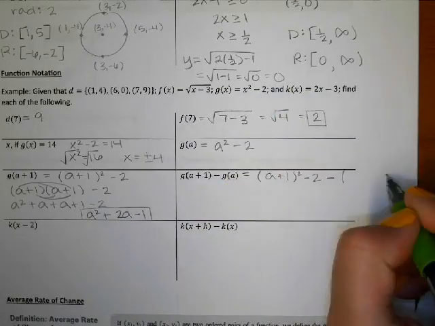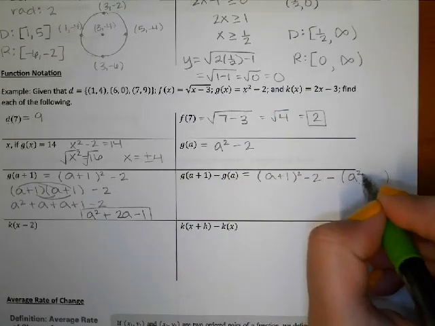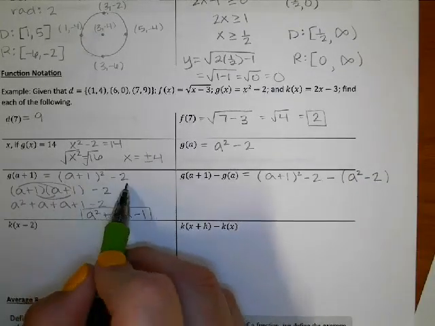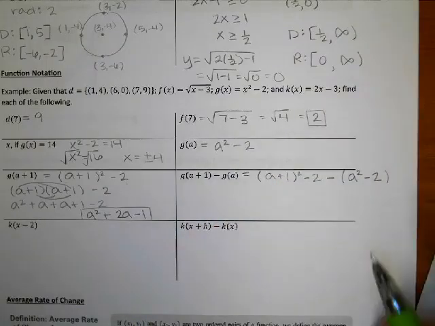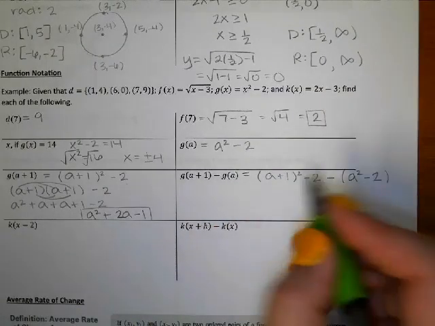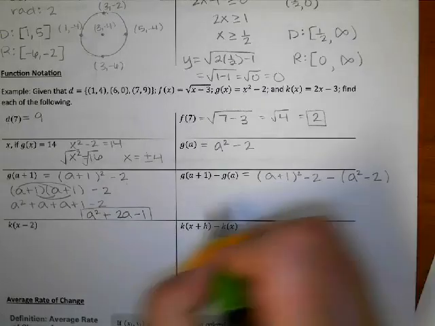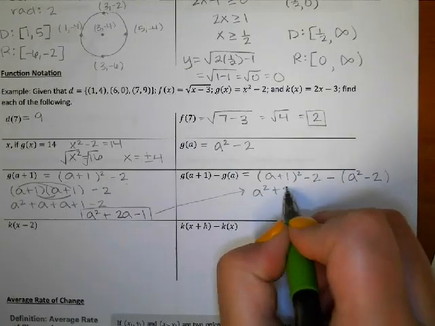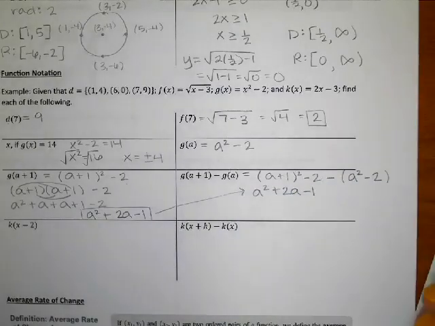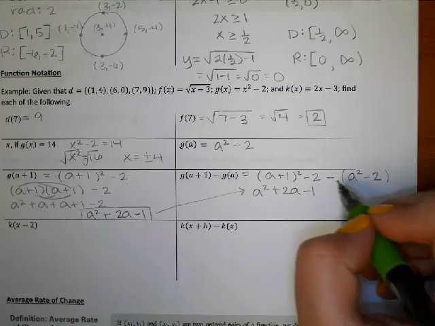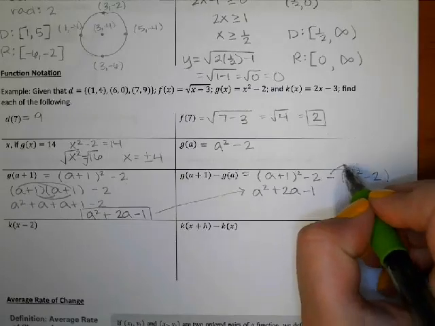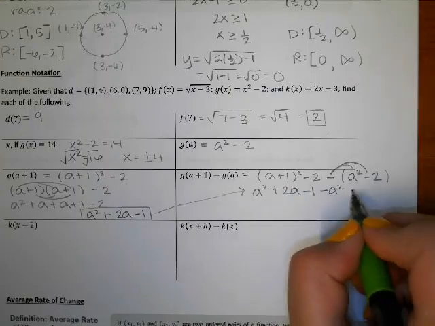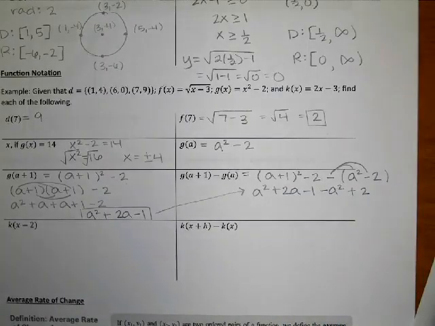So this is g of a plus 1 minus g of a. I already know what this is. I've done the work, so I'm just going to substitute it in there. It is a squared plus 2a minus 1. And then subtract off g of a. So I'm going to distribute my minus: a squared plus 2. So I have 2a plus 1.